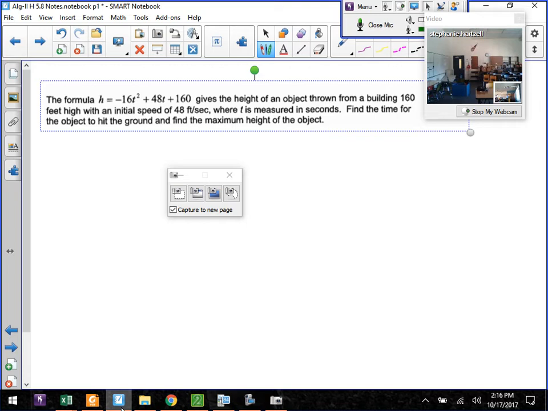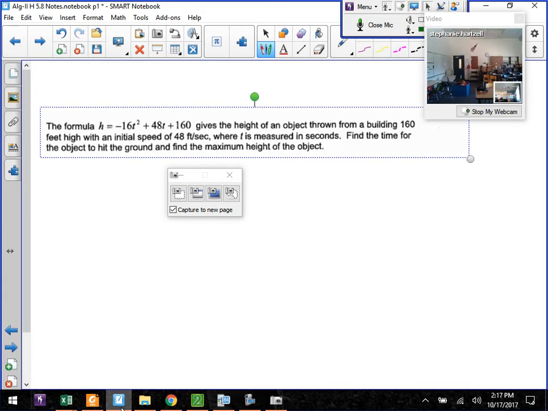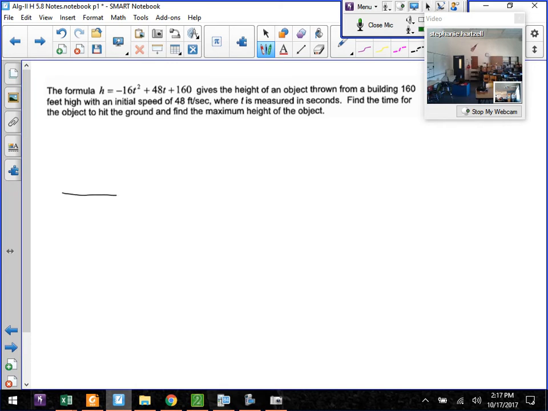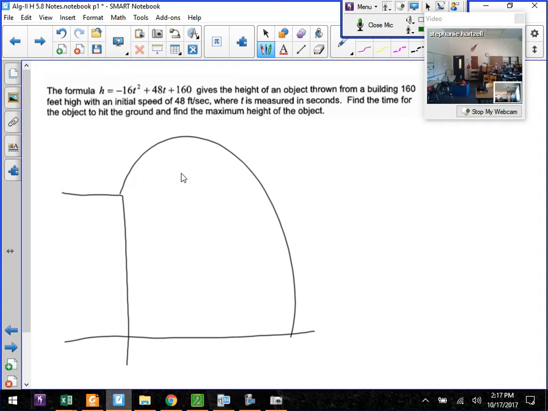The formula gives the height of an object thrown from a building 160 feet high with an initial speed of 48 feet per second, where time is measured in seconds. Find the time for the object to hit the ground and find the maximum height of the object. Now remember, a picture like this is like you're standing on top of something, and you throw it in the air, and it hits the ground. Okay?